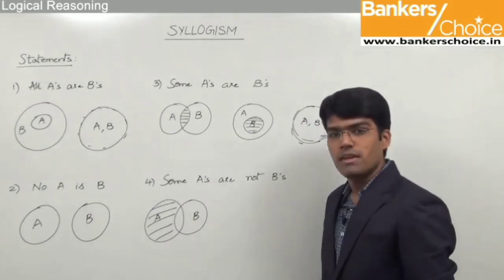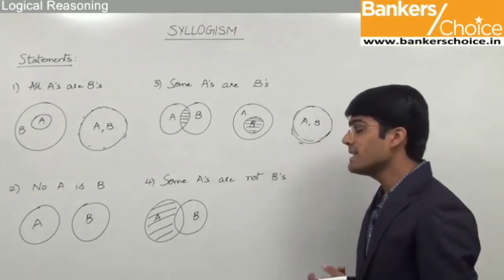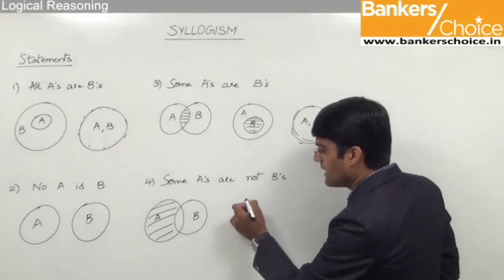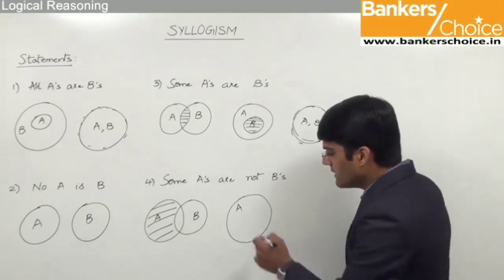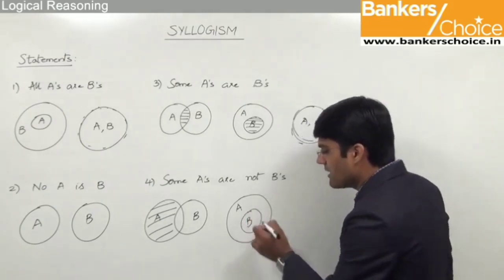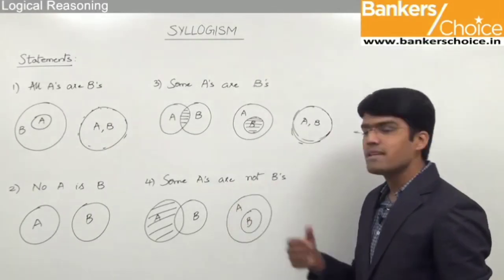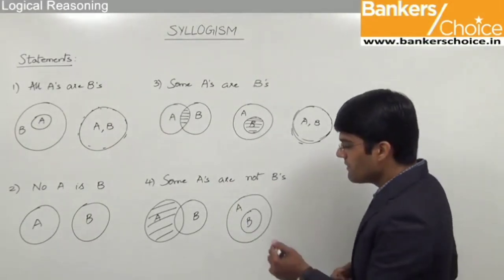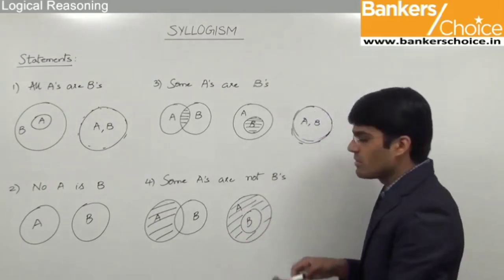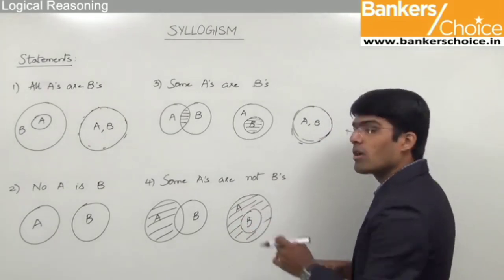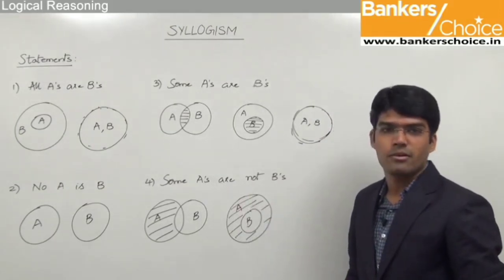Again, there are other possible ways of drawing Venn diagrams for the statement some A's are not B's. The second case here can be as follows. Let us assume this is the circle which represents the set A. Within the same circle, we can have a smaller part which shows the set B. Now if you observe, the given statement is some A's are not B's. And in this case, we find that these are the A's which are not lying in B. So we can say that some of the A's are not B's. So even this diagram satisfies the statement some A's are not B's.